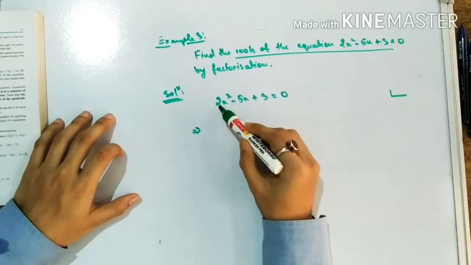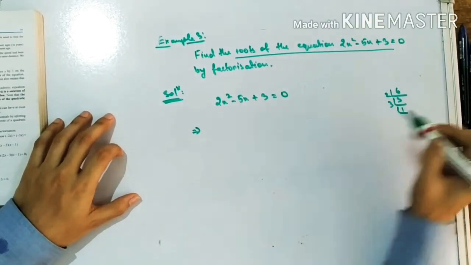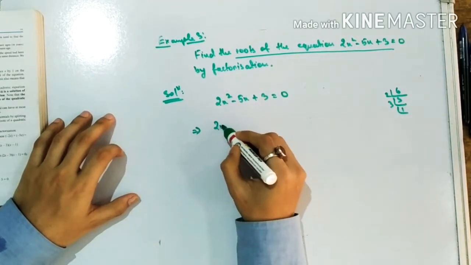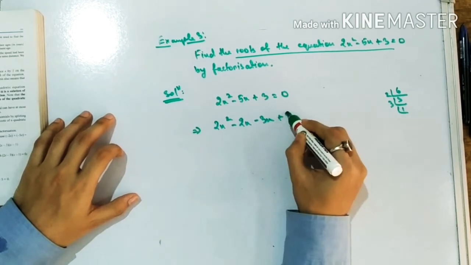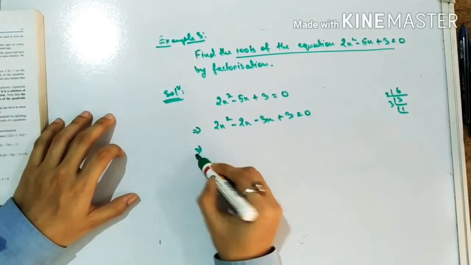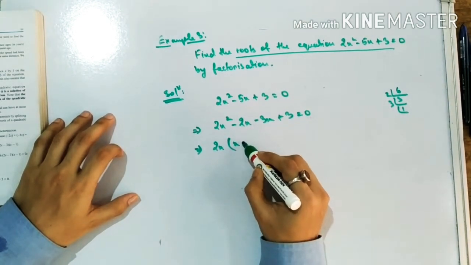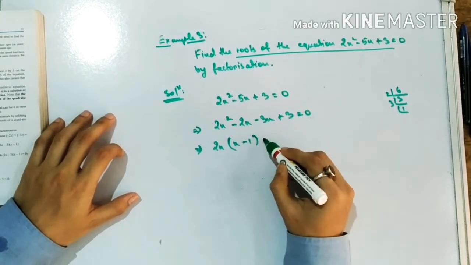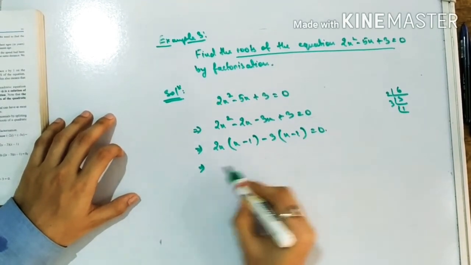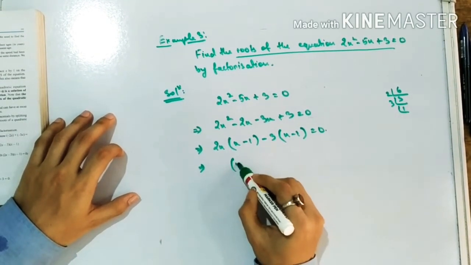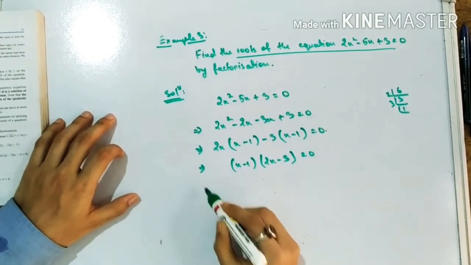First of all, I will do 3 into 2, which is 6. 2 3s are 6, 3 1s are 3. 2x square minus 2x minus 3x plus 3 is equals to 0. So this is 2x common, so x minus 1 I will get. Minus 3 common, x minus 1 is equals to 0. So this one I will get x minus 1 into 2x minus 3 is equals to 0.